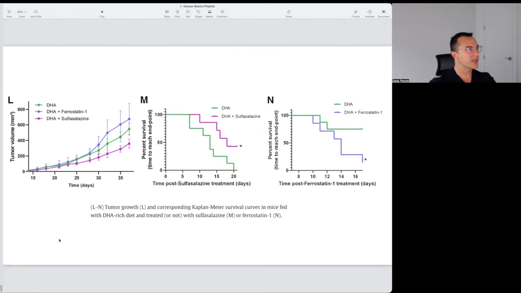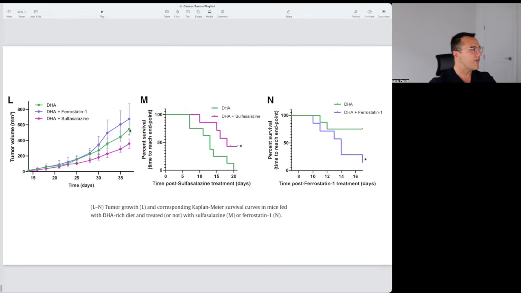Now, this was actually one of the more interesting experiments they did. We're going to look at the tumor volume and the survival endpoints for these mice with 2 separate additions to the DHA. So they gave the most ferroptosis-sensitive fatty acid, the long-chain omega-3 DHA. And we see that the tumor volume is, let's just estimate, maybe 500 at the end of 35 days.